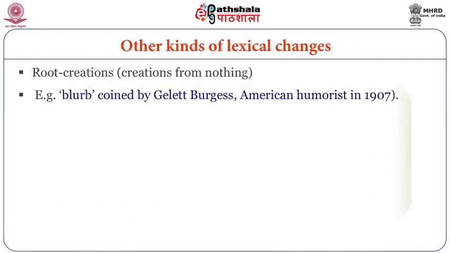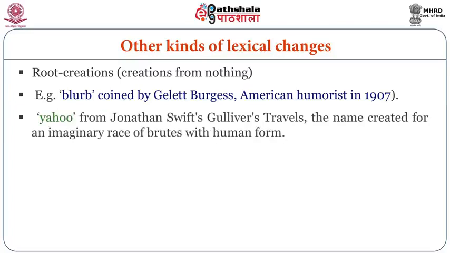There are some more kinds of lexical changes. Root creations, creations from nothing, like blurb, coined by G. Burgess, American humorist, in 1907. Yahoo, from Jonathan Swift's Gulliver's Travels, the name created for an imaginary race of brutes with human form. You must not have forgotten the famous Hindi song Yahoo of Shammi Kapoor. So it is something like that: the word was created from nothing, but now it is so well known that everybody has adopted this particular word in their own vocabulary.